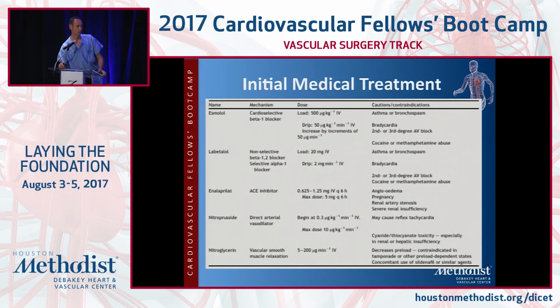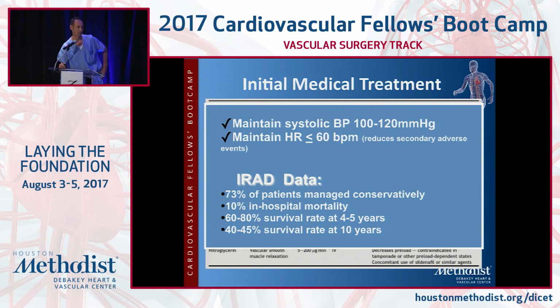Well, I'll go. So initial medical therapy, these are some of the medications that you can use, but ultimately the goal is to maintain systolic blood pressure between 100 and 120 millimeters of mercury, and maintain a heart rate below or equal to 60. The IRAD data basically says that 73% of patients are managed conservatively. There's a 10% in-hospital mortality, 60 to 80% survival rate at 4 to 5 years, and then 40 to 45% survival rate at 10 years, which is not bad.